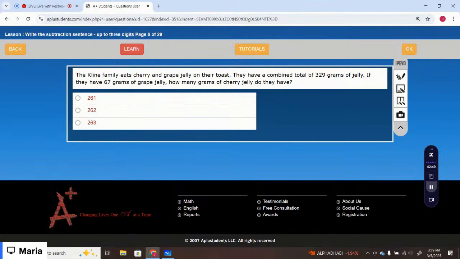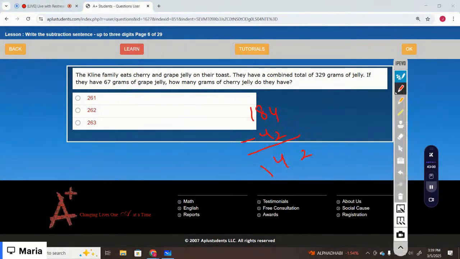The Clean family eat cherry and grape jelly on their toast. They have a combined total of 329 grams of jelly. If 67 grams of jelly is grape jelly, how many grams of cherry jelly do they have? The total jelly is 329 and 67 grams is grape jelly. 9 take away 7 is 2. 12 take away 6 is 6, and 2 hundreds, that is 262.